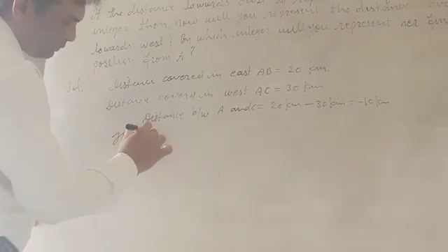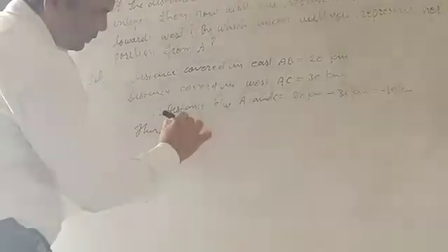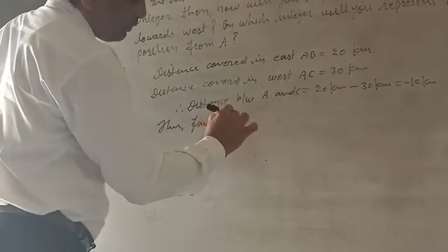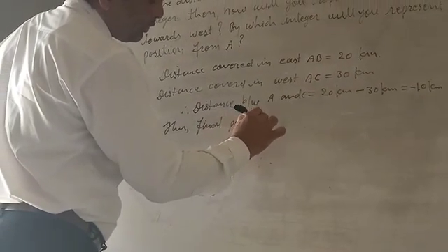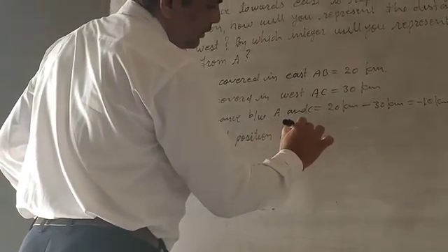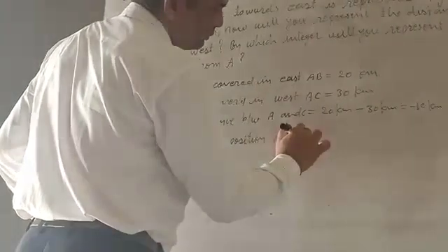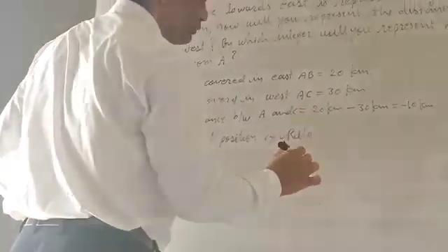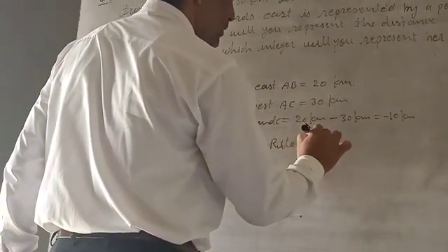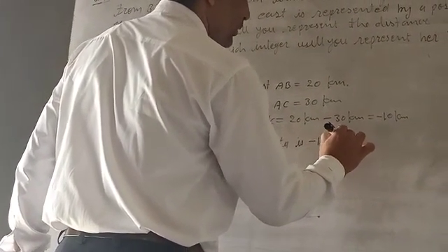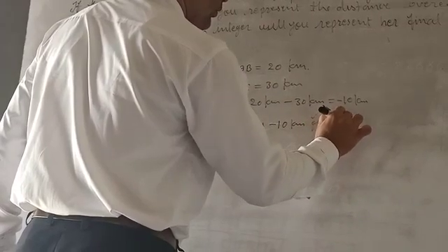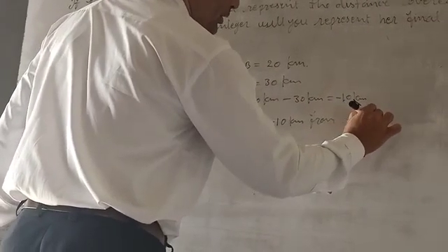Thus, the final position of Rita is minus 10 kilometer from A. This is the answer.